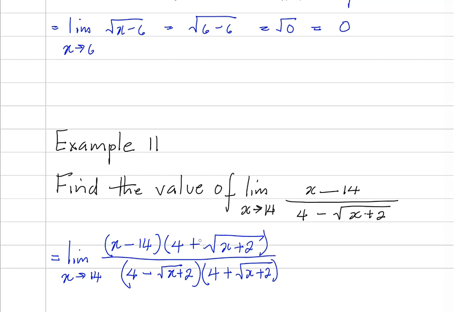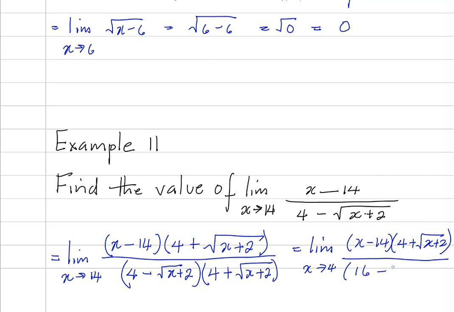So it's x plus 2 at the top. Alright, so multiplying by the conjugate, we're going to end up with the limit as x approaches 14 at the top, x minus 14 times 4 plus the root of x plus 2, all over. At the bottom we're going to have the difference of two squares, so this is 16 minus x plus 2.